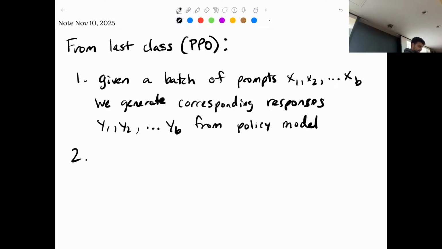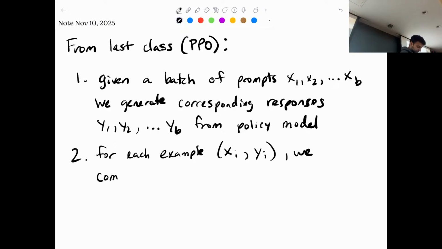But in the algorithm we discussed in the last class, now for each example, which is a prompt paired with a corresponding response, we compute the reward. And remember that this reward comes from our reward model, which we've already trained and set aside for use in this PPO training step.